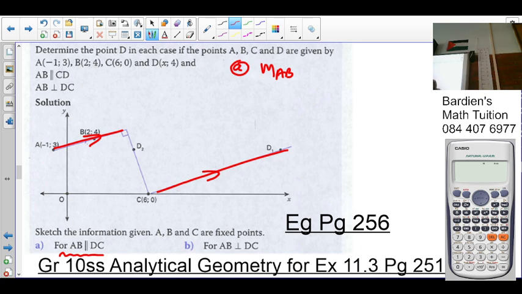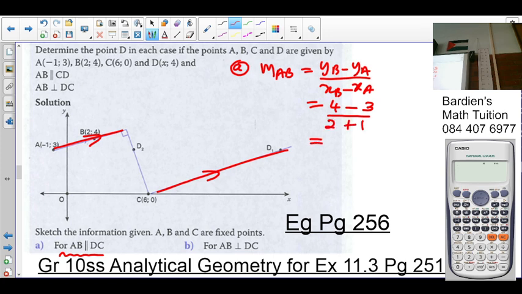So the gradient of AB is YB minus YA over XB minus XA. So that is 4 minus 3 over 2 minus negative 1, which is 1 over 3. So the gradient of AB is 1 over 3. Then we go to the gradient of DC.